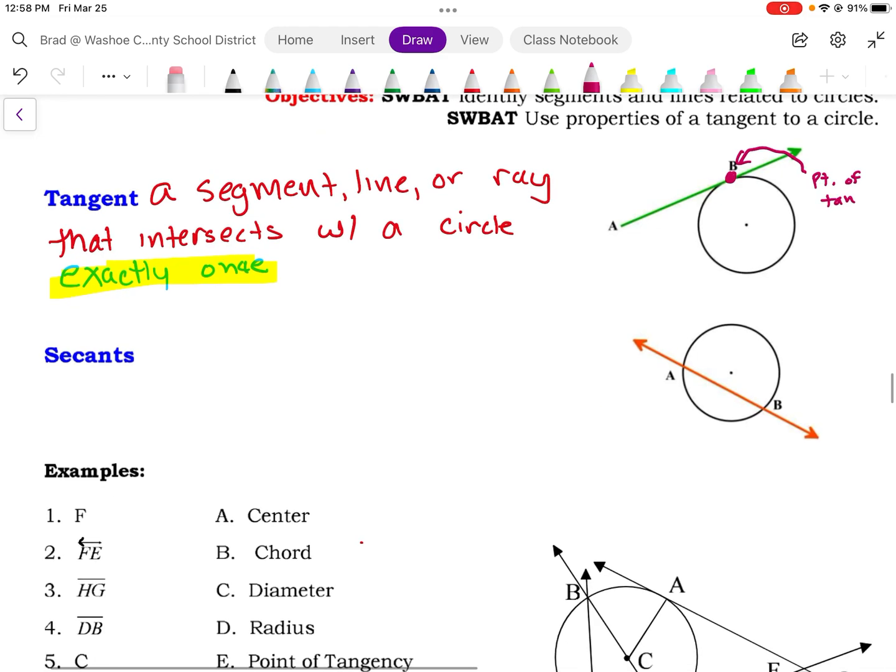So then, ladies and gents, if it hits twice, as we see in this next diagram, right here and right here, then that is a secant. So I'm just going to say hits a circle twice so we can see the difference. We're not going to be so into secants. We're really going to focus on tangents here today, but we'll throw that out there.